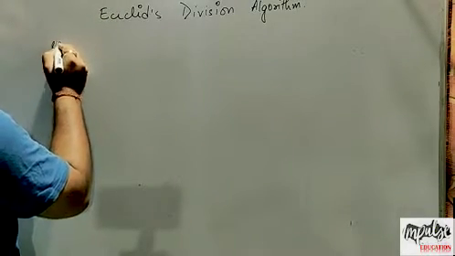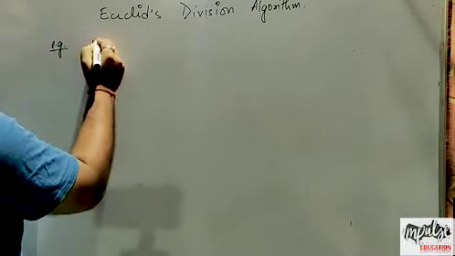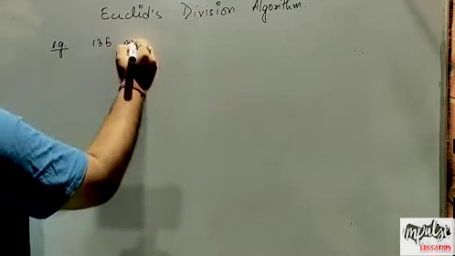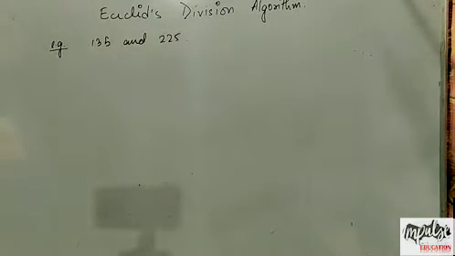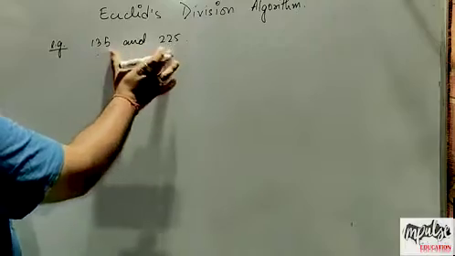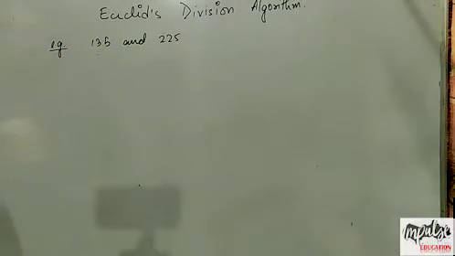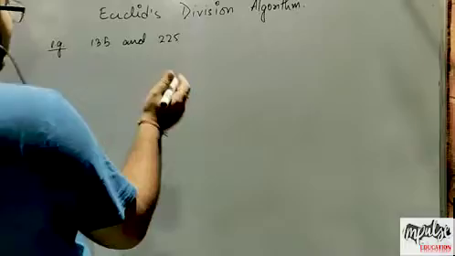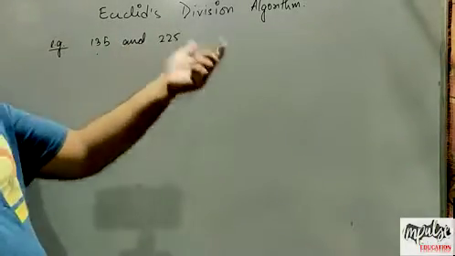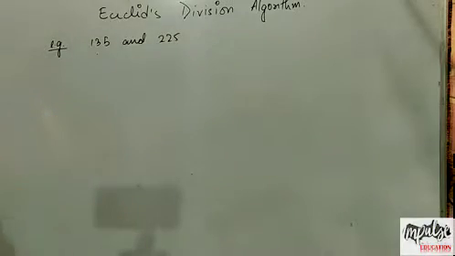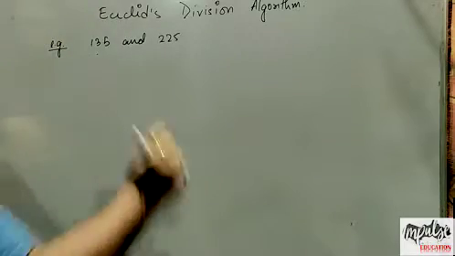So, for example, you take 135 and 225. Is it clear? So, you are given two positive integers and you have to find out the HCF among these two numbers. In your exam, the questions will be of this type. Find out the HCF of 135 and 225, or you will be given some other numbers and you have to find out the HCF accordingly using Euclid's division algorithm or division lemma.